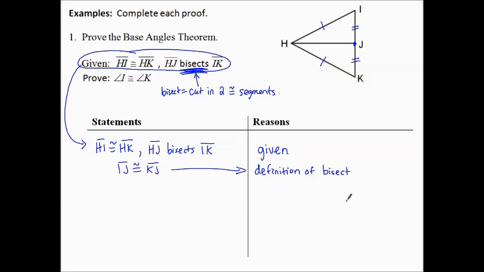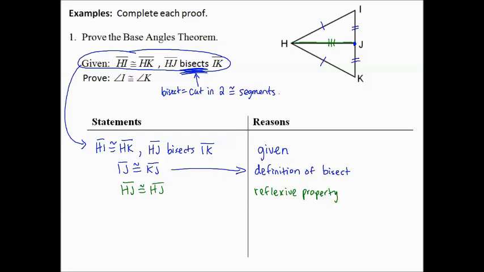What else can we use here? Well, these two triangles share a side. So I'm going to use the reflexive property next, the shared side, to say that that segment is congruent to itself. HJ is congruent to HJ.